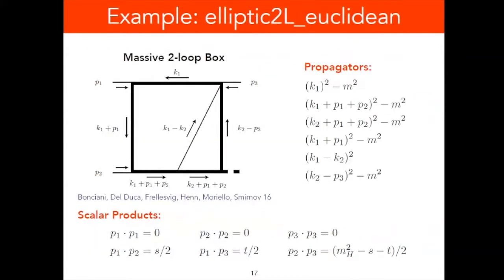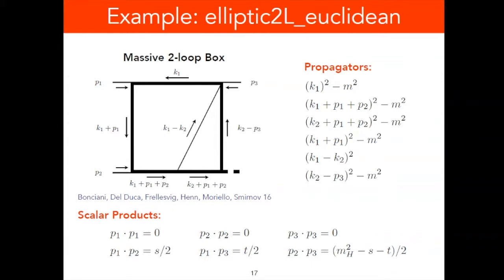Let me give you an example of something that we can attack. This is a massive two-loop box that appears in Higgs plus jet. It was computed analytically in this paper last year in a monumental way, and it actually contains elliptic functions. So it's quite a complicated analytic expression to be obtained. It has 6 propagators, and these are the scalar products.